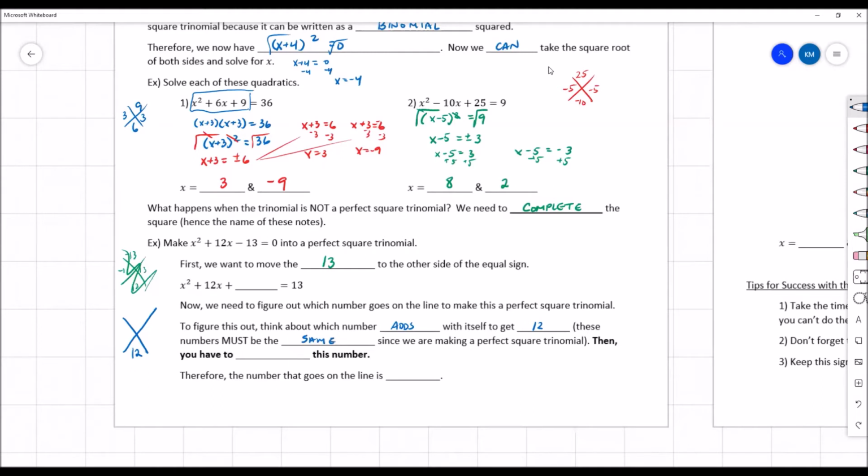Then you have to square this number. So when we're looking at it, what number added to itself gets 12? Well, you should think, hey, that's 6. 6 plus 6 is 12. So since we're making up this number, what do we want this top number to be? Whatever 6 times 6 is. That's 36. So the number that goes on this line is 36. So we keep the b value, we move the c value, and change this number to what it needs to be.